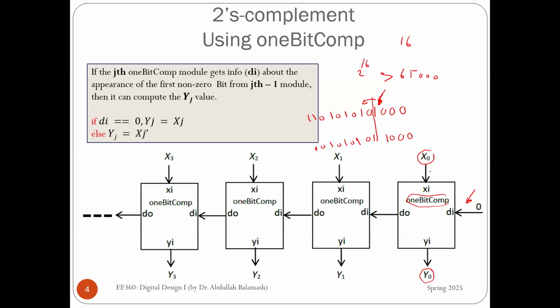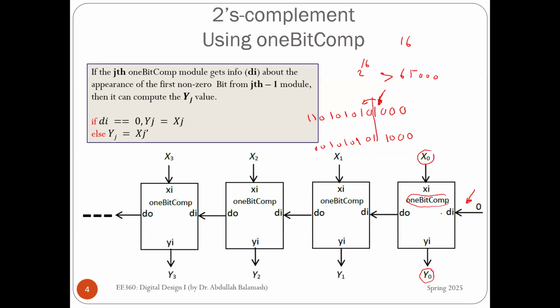We call it DI. So for this module, if DI is 0, that means the first non-zero did not appear yet. In this case, Y will be equal to X. If DI is 1, that means the first non-zero already appeared, then Y will be the opposite of X. Okay? And each module will convey the same information to the module next to it. So let's see how to build this module.